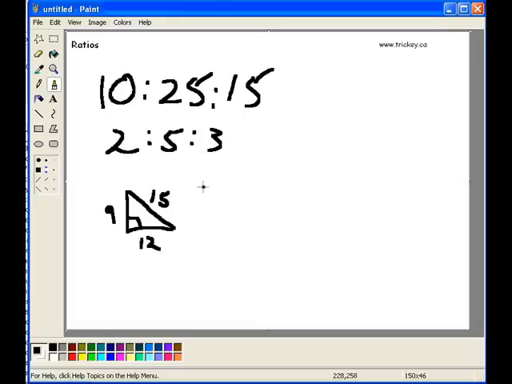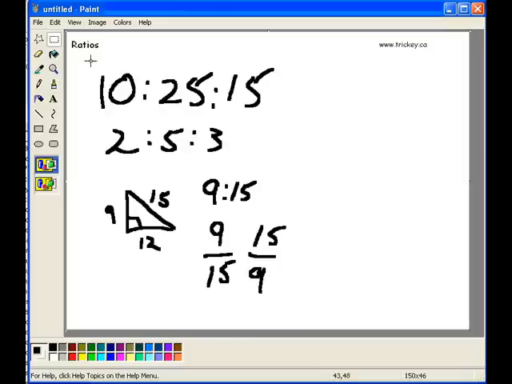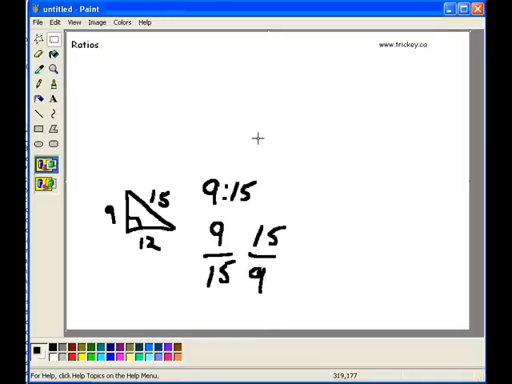I can also write ratios in fraction form. If you compare just two numbers as a ratio, you can say 9 is to 15. But I personally like to write it almost like a fraction, 9 over 15. Or I could say 15 over 9. Either way, it doesn't matter how you write it. But the reason that I like to do it as fractions is because it allows me to compare items.